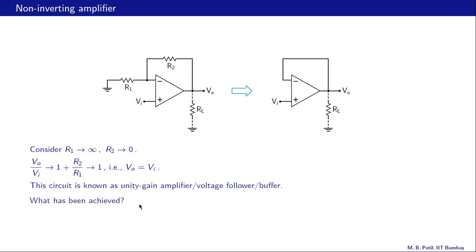The question is, what has been achieved by doing this? We have got an output voltage which is just equal to the input voltage, no gain. So is this circuit useful at all? It turns out that it is very useful, and we will see how it can be used.